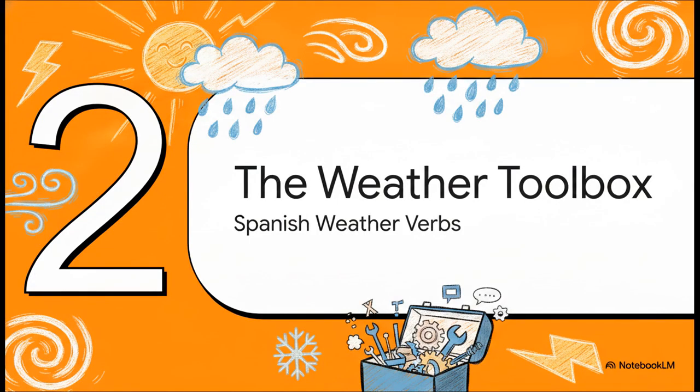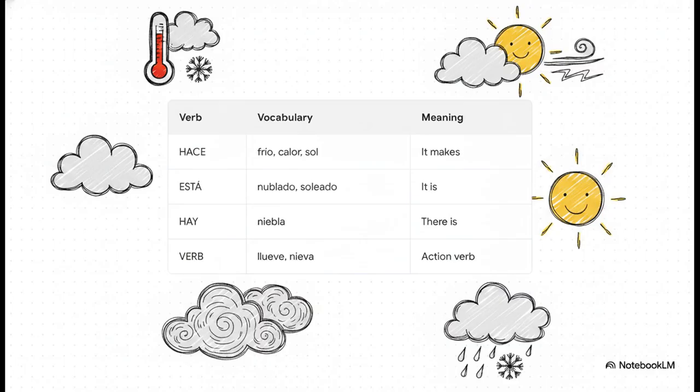Moving right along to part two, and honestly, this is a real game changer, the weather toolbox. Now that we have our seasons mapped out, we need to talk about the actual weather happening inside them. In English, we are a bit lazy, aren't we? We just rely on one simple phrase, it is. It is cold, it is sunny, it's raining. But Spanish beautifully uses different verbs to paint a much more specific picture of the sky.